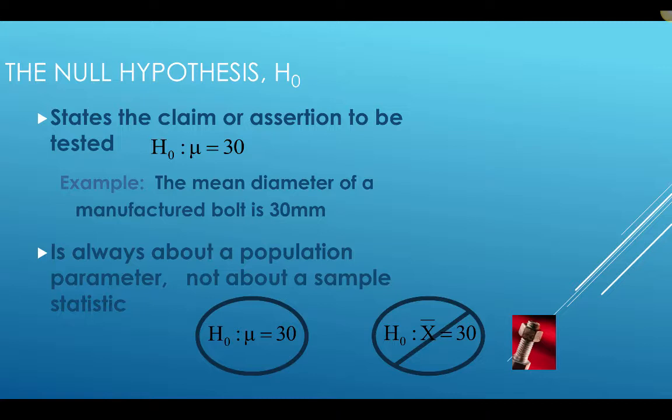But in this example on the screen here, it states the claim, the assertion that will be tested. The H0, and that little mu there is your population mean, would equal 30, meaning that the mean diameter of the bolts is actually 30. And you can see it here. It's always about a population parameter, not a sampled statistic. So you're always looking at your population.